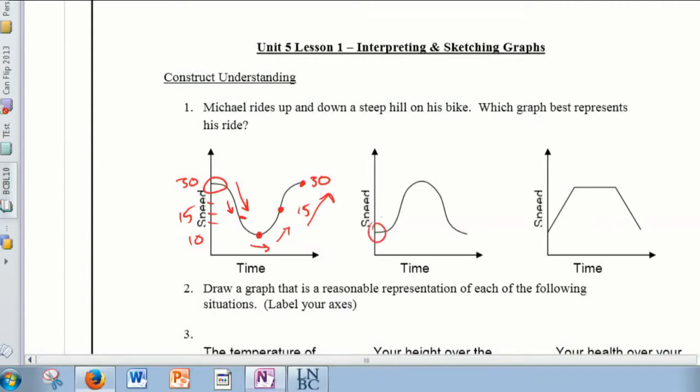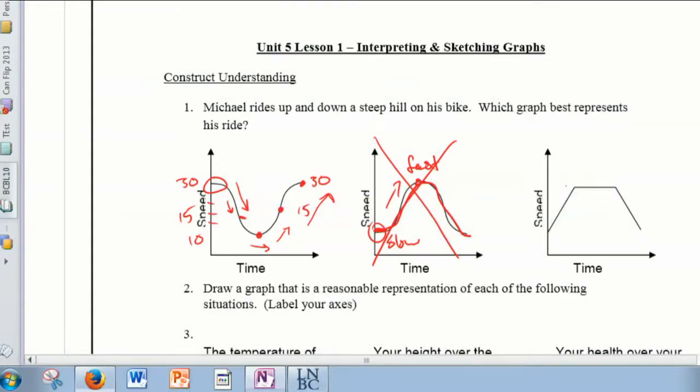What about this one here? Let's compare it. They're starting off here. This is slow, and then they're going fast, so our speed is increasing. Is that one going to work? I don't think so. If you started off slow and went fast, that doesn't really sound like riding up a hill. Even though the shape of this curve starts off here, goes up and down, and looks kind of like a hill, that's not the one we want.